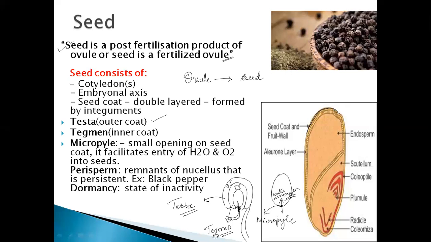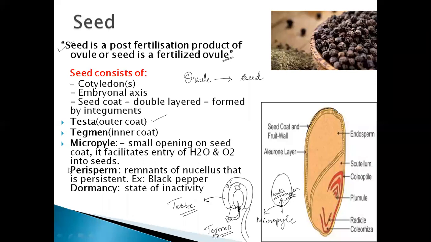Okay, so it is micropyle, and micropyle is also present in the ovule. You remember, micropyle is also present in the ovule, the megasporangium. The micropyle helps the pollen tube to enter inside the embryo sac. So, because it is present in the ovule, it is also present in the seed.